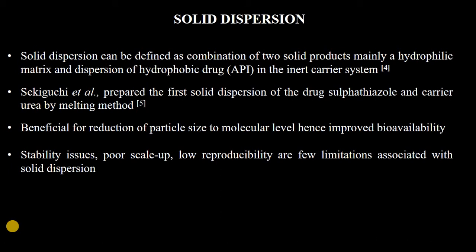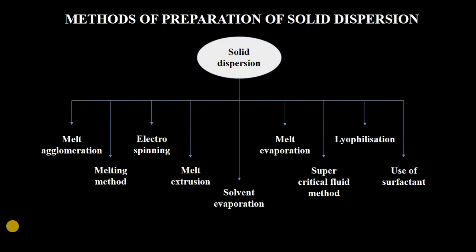Solid dispersions are beneficial for reduction of particle size to molecular level, hence improved bioavailability. There are some limitations associated with solid dispersion, like stability issues, poor scale up and low reproducibility. There are various methods for the preparation of solid dispersion, like melt agglomeration, melting method, electrospinning, melt extrusion, solvent evaporation, melt evaporation, supercritical fluid method, lyophilization and use of surfactant. Out of these methods, I used solvent evaporation for preparation of solid dispersion during my study.